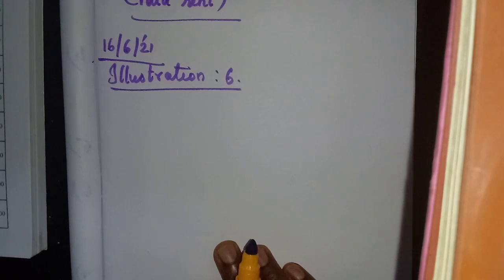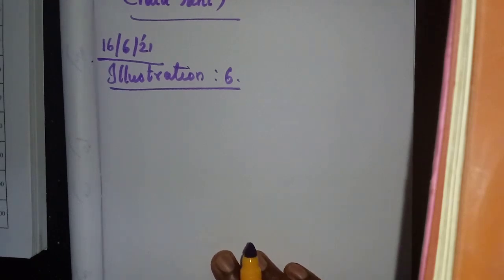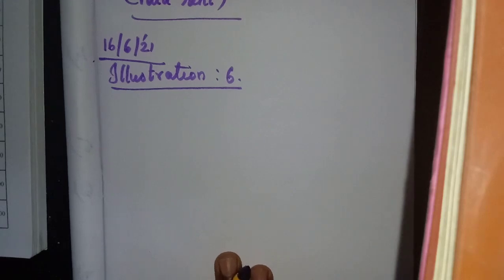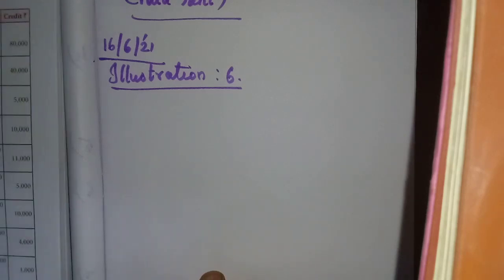Then we should write the journal entry. This one we have to do in rough, and the last one we have to write in the notebook. That way we have to do. So I will show you the transactions. Around 10 transactions are given. Now we will prepare the journal entries for them.